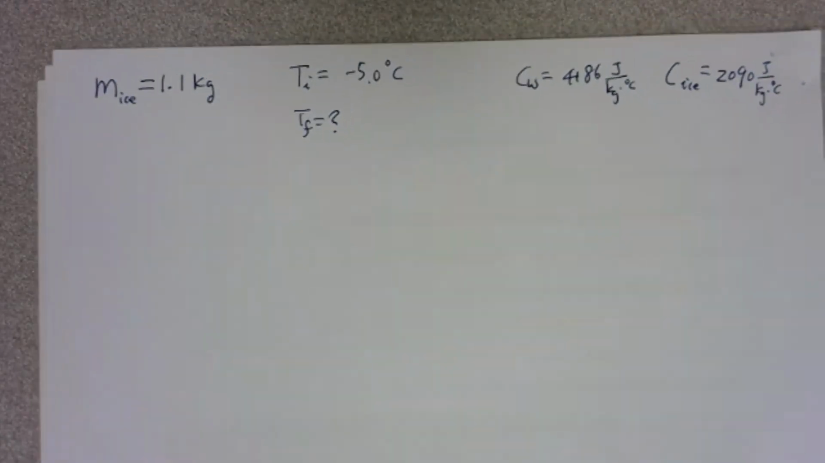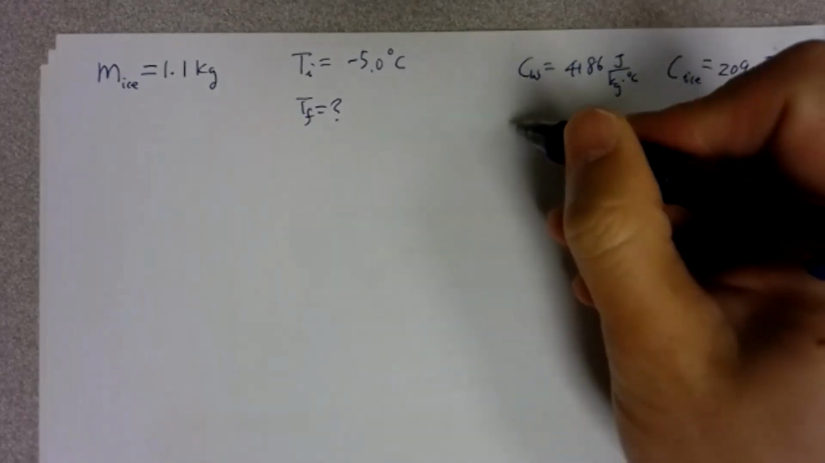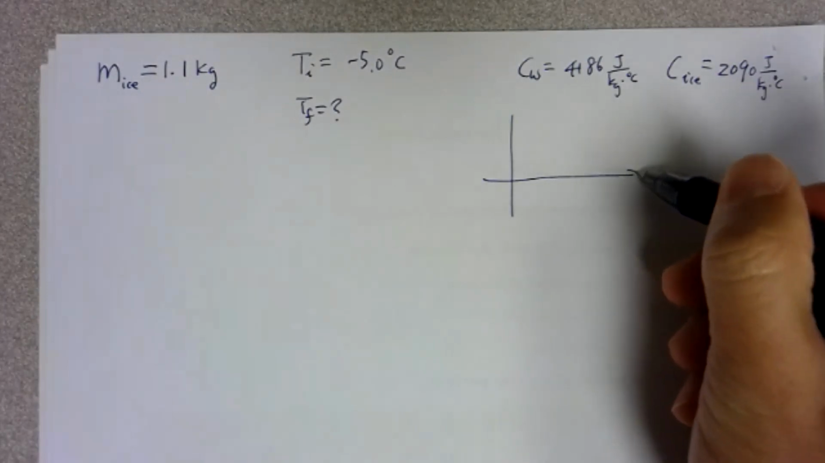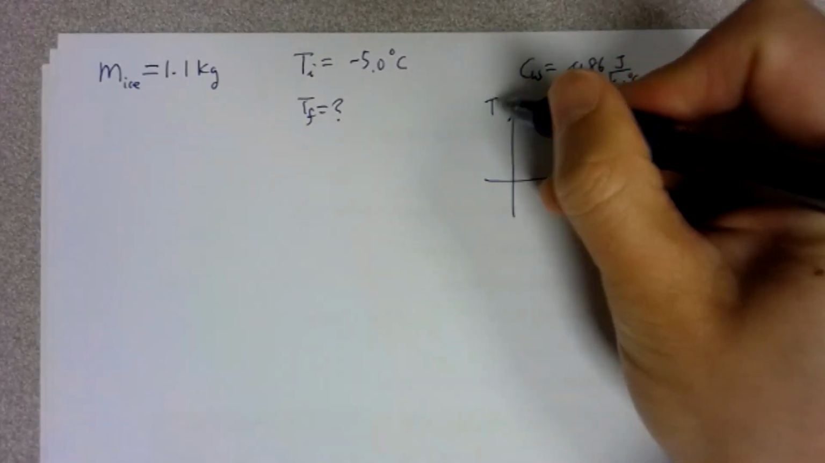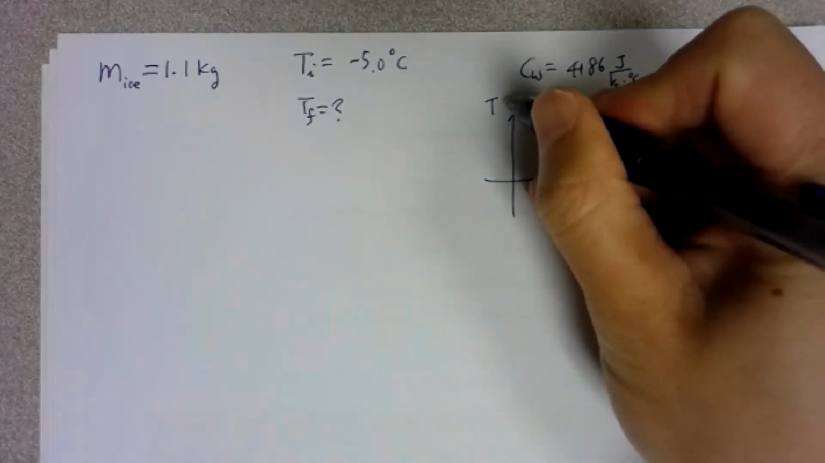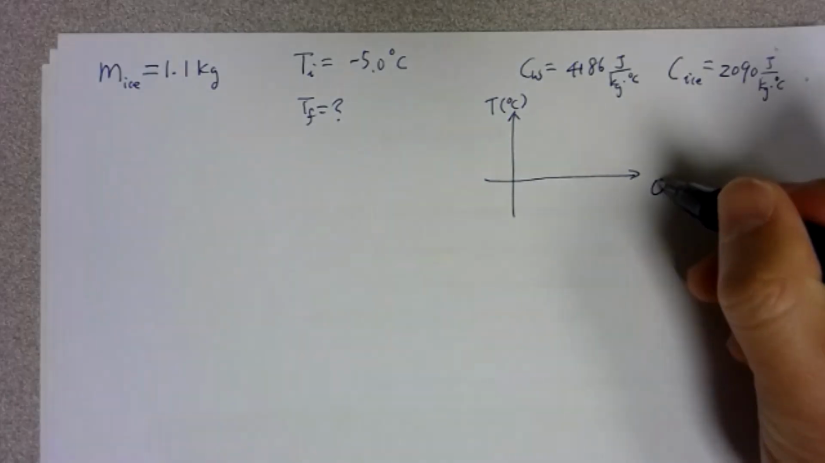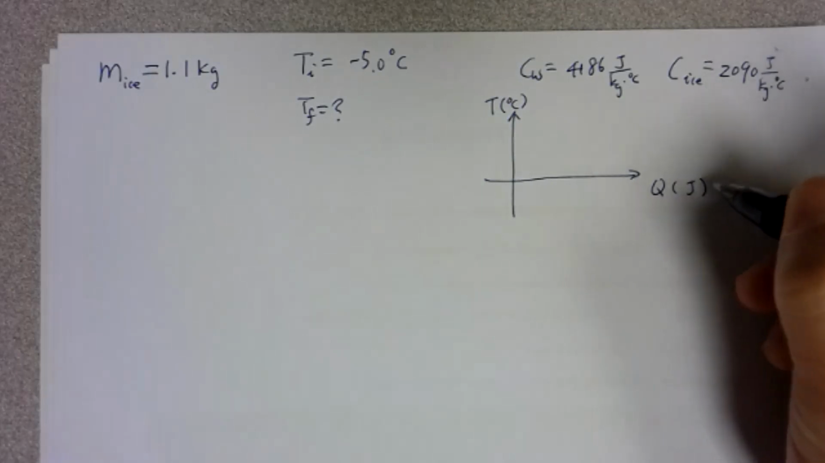We are going to borrow the graph we had earlier. Starting from here, the vertical axis is the temperature in degrees Celsius, and this is Q added, the heat added, in joules.